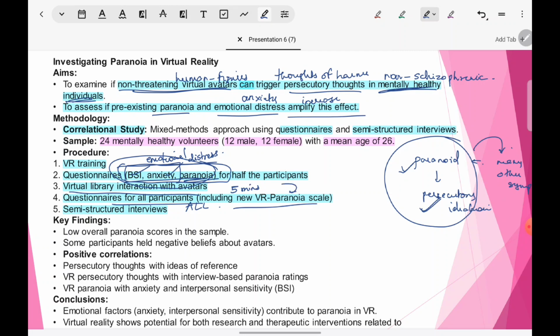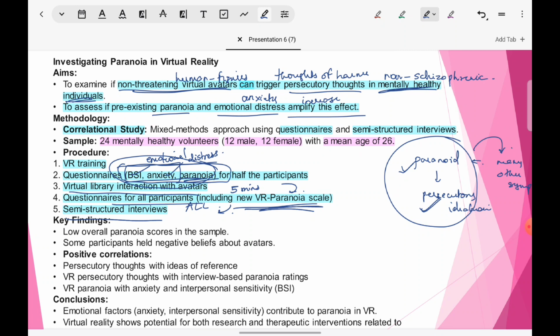Then they answered the questionnaires like we saw. The VR paranoia scale was seeing what they thought about the avatars. What was their experience in the VR environment? That was measured on the scale. The same thing was measured on a semi-structured interview. So after answering the questionnaires, the participants had to sit with an interviewer and answer some questions about the VR experience.